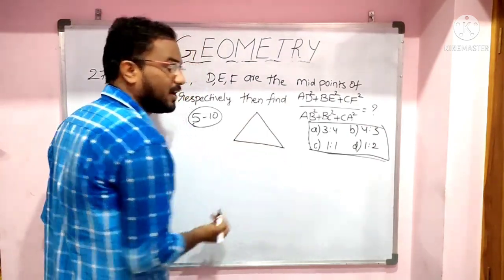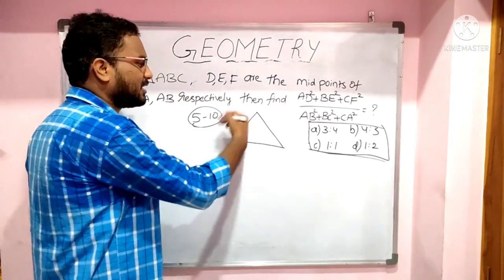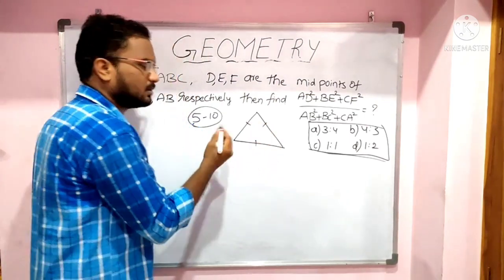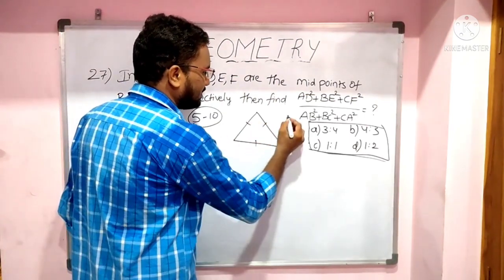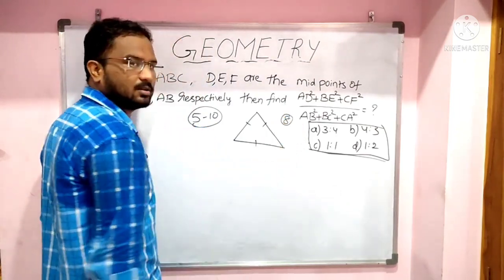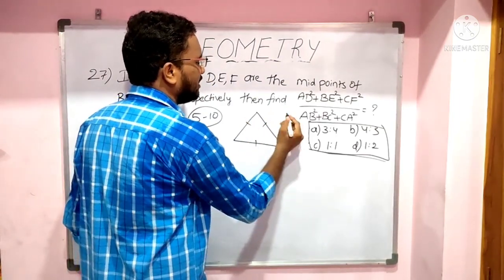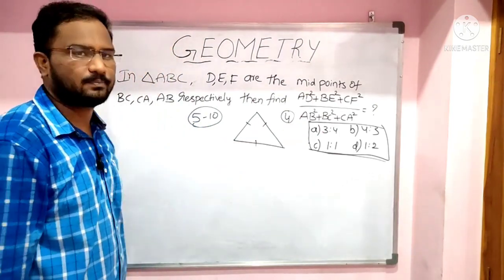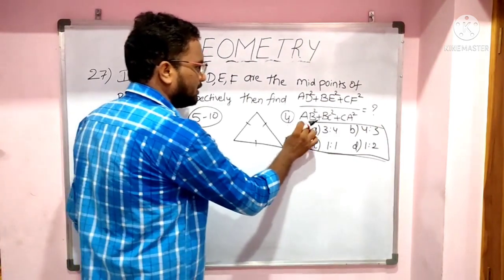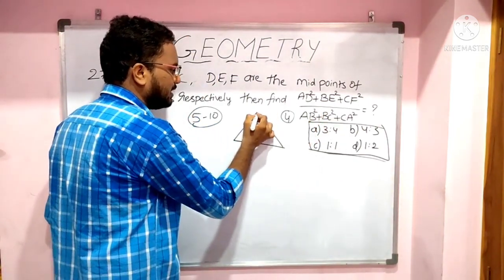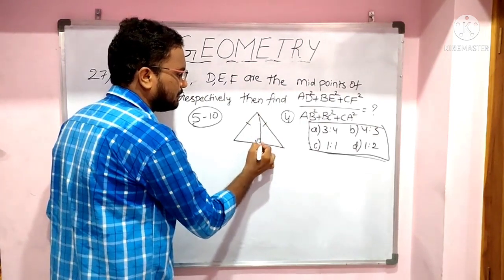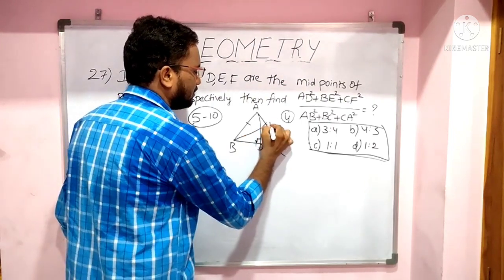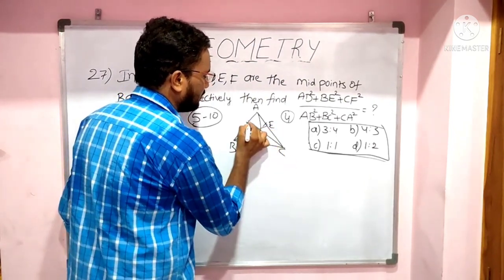Why am I taking an equilateral triangle? Because in an equilateral triangle all sides are equal. So if I take the side length as some value, let's take 4 centimeters, we can take any value. In this, we need to find AD. Here AD is the median, D is the midpoint, this is E and this is F.